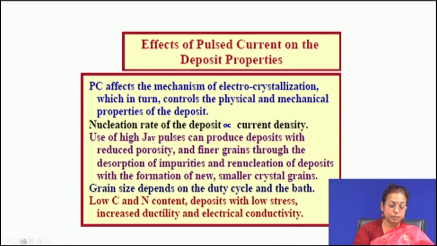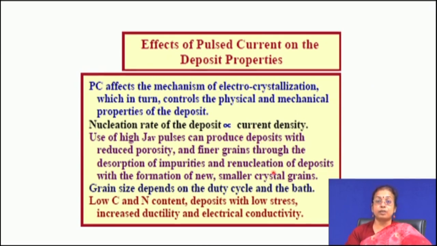So, as it is proportional to that of current density, naturally you will find that higher the current density, higher will be the nucleation rate of the deposition. On the other hand, if you talk about growth rate, growth rate is proportional to time of the interaction or duty cycle. So, if you go on increasing the current density and decrease the duty cycle, you will find that the growth will be restricted.